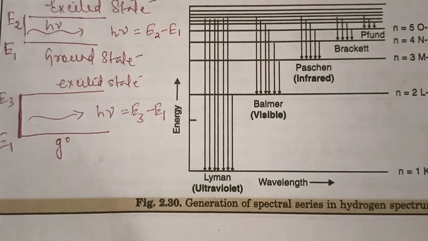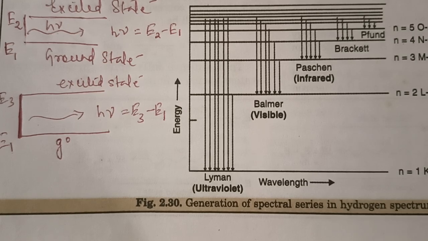Good morning, students. Today we are going to study the generation of spectral lines in the hydrogen spectrum. Before that, we need to understand the concept of transition of electrons from one energy level to another energy level.